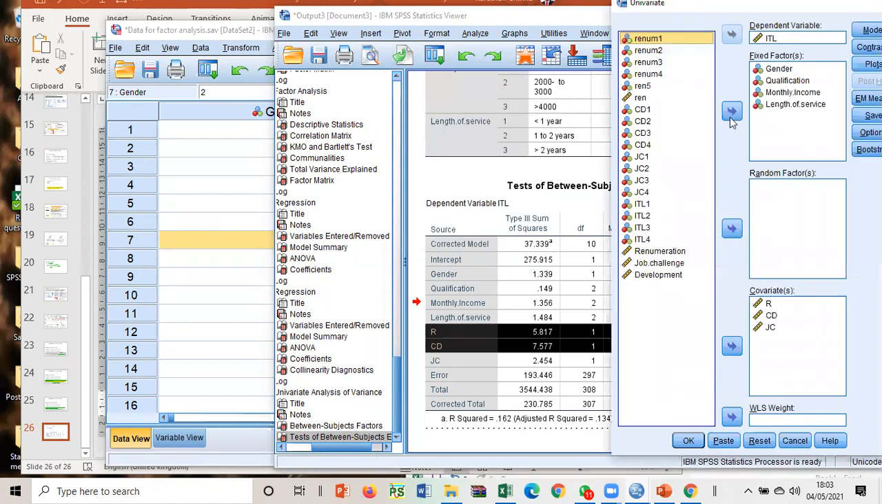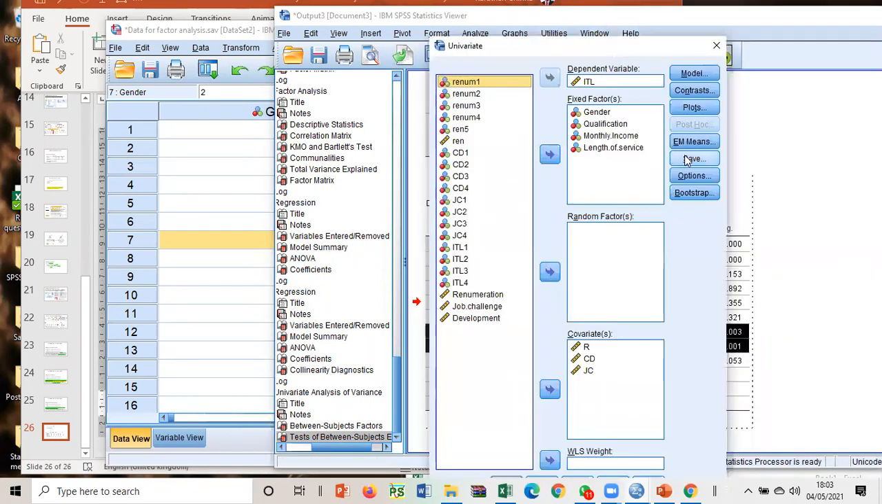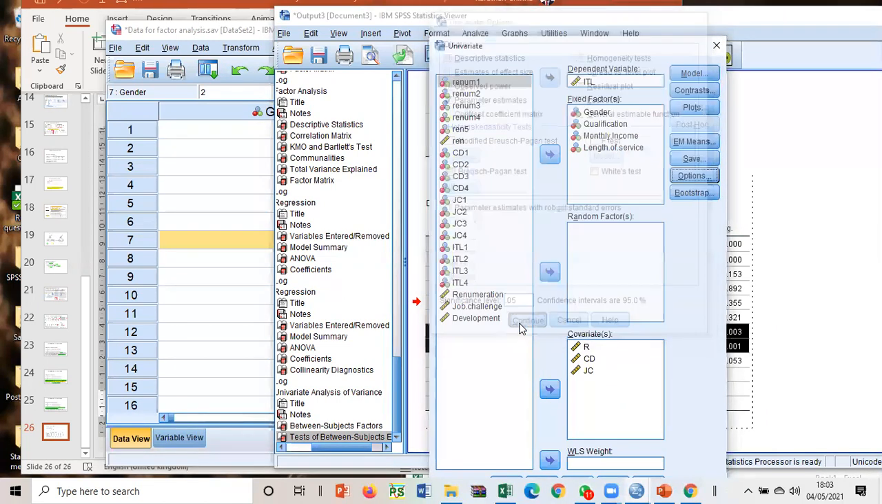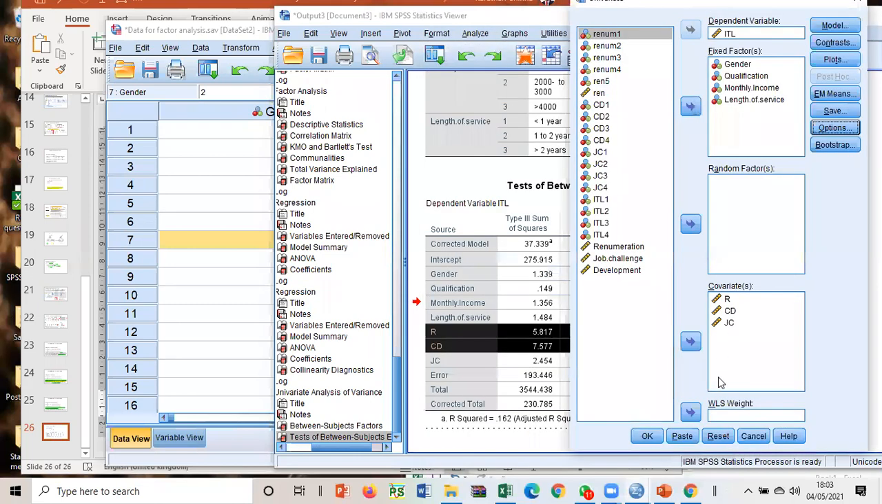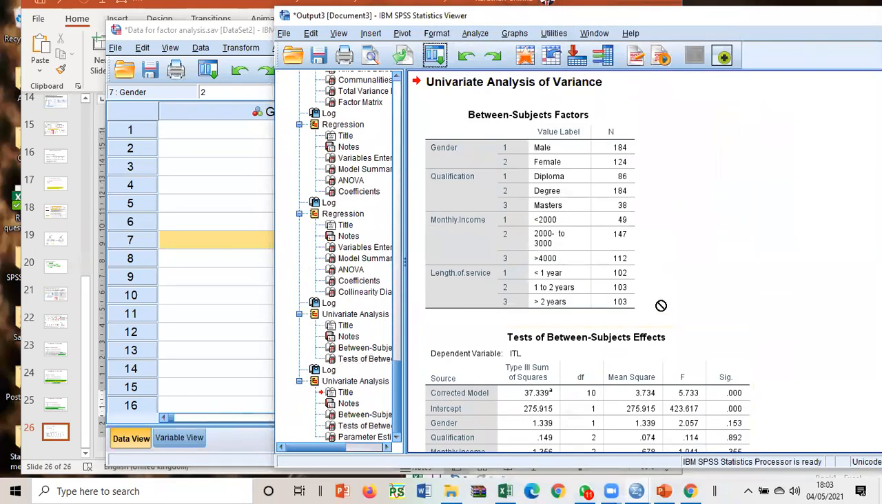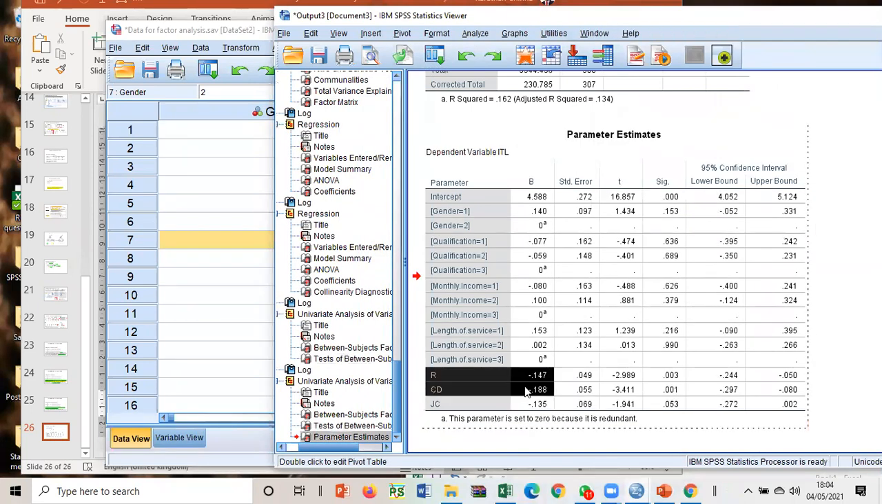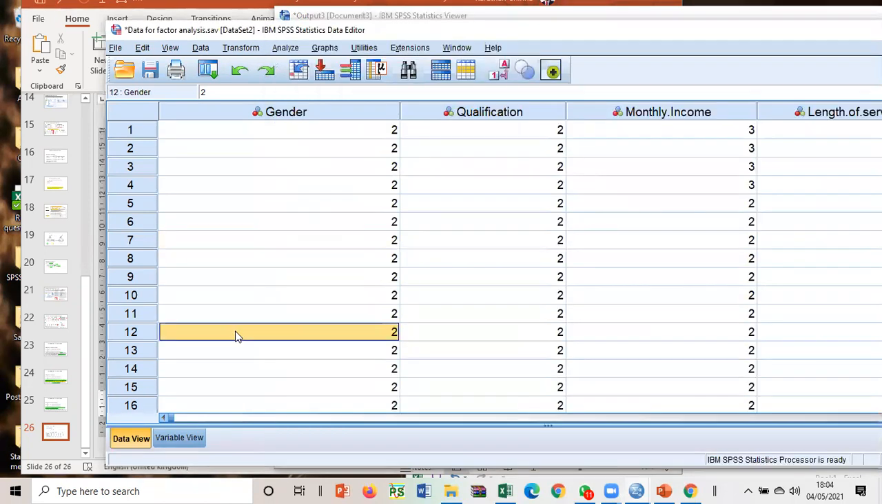So continue with your descriptive statistics. Go to parameter estimates. This we all covered. How does it work? Are they negative? Yes. The higher the perceived remuneration and CD, the lower, negative, the lower the intention to leave. Right? So that concludes.